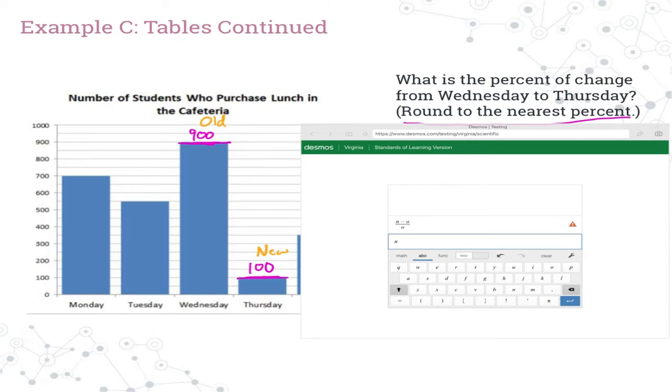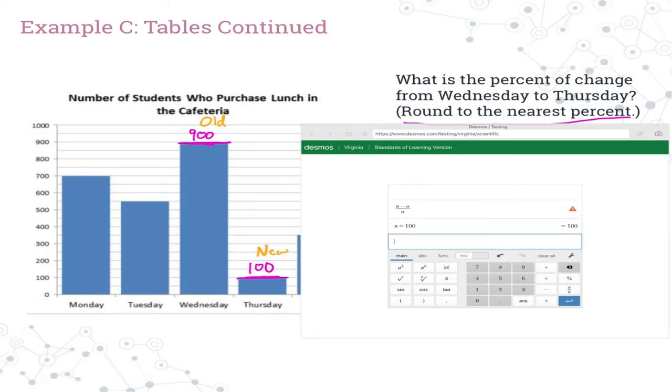So our n, in this case, is going to equal 100. So type in our 100. Then we go to the next line to type in our old. So in this case, we have our old is equal to 900. So we type that in.